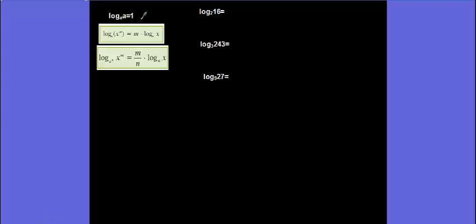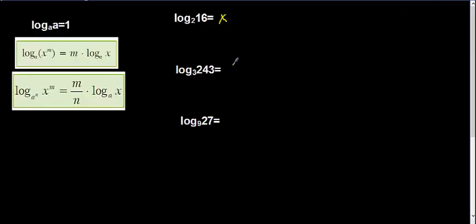Here we are going to use these properties. That's why I add these properties here. Logarithm base 2 of 16 is equal to what? If we say these are all equal to x, here we don't know the x value, and we are trying to find the x value.